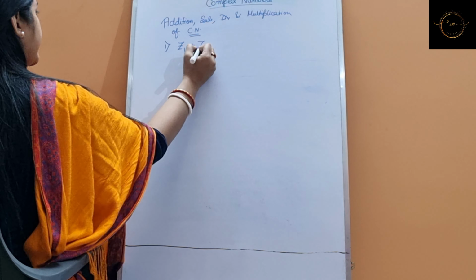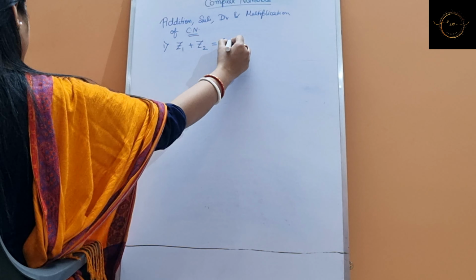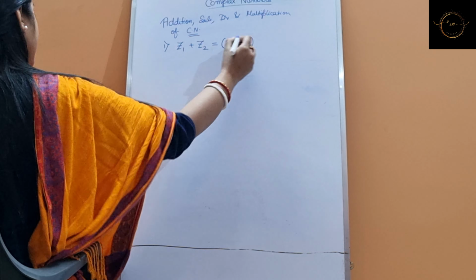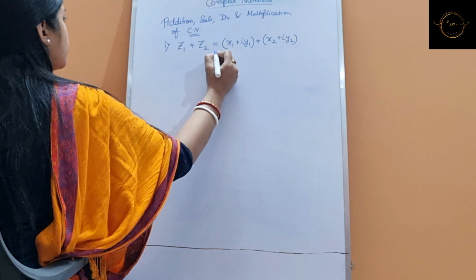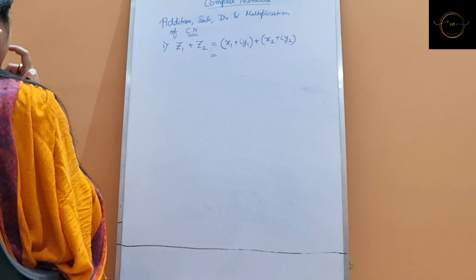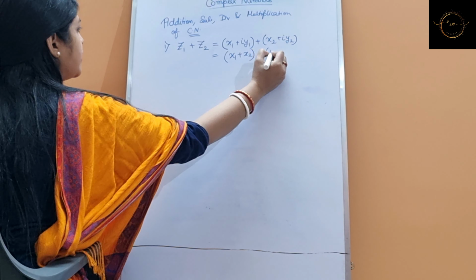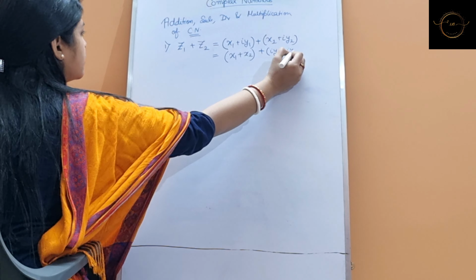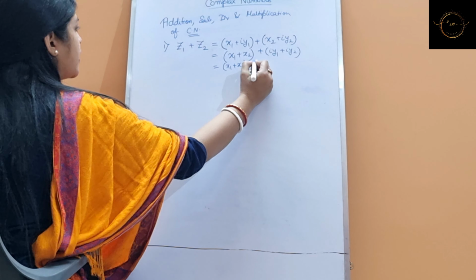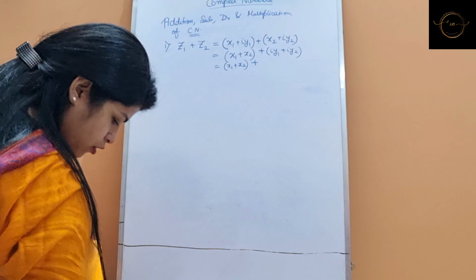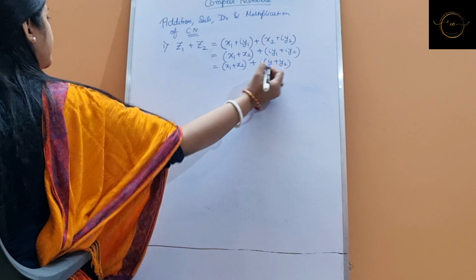If I am taking two complex numbers z1 and z2, if z1 I am taking as x1 plus i y1 and z2 I am taking as x2 plus i y2, how will you add two complex numbers? We will take the real parts together, that is x1 plus x2, and the imaginary parts together, that is i y1 plus i y2. So this will be equal to x1 plus x2. If you take i common, this will be equal to i into y1 plus y2.